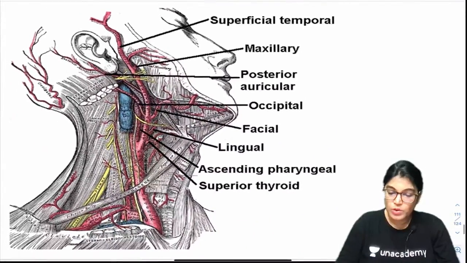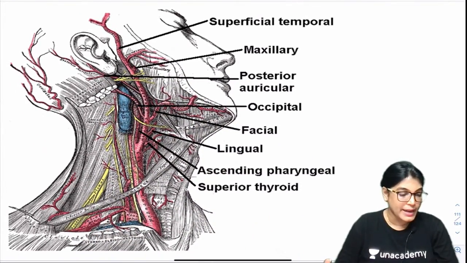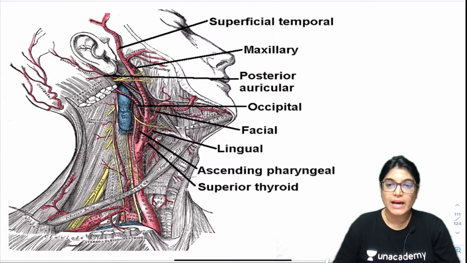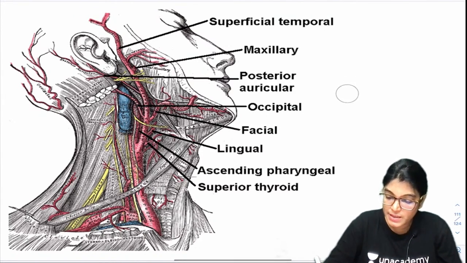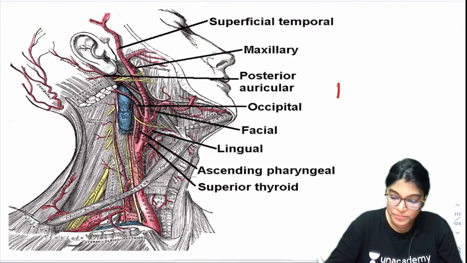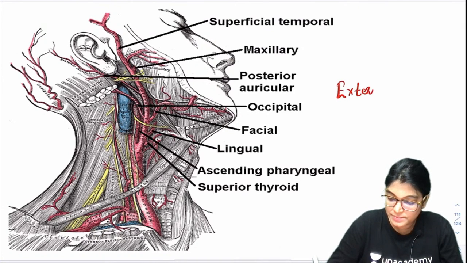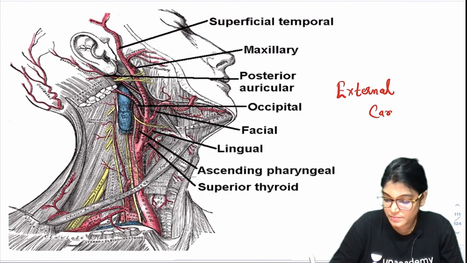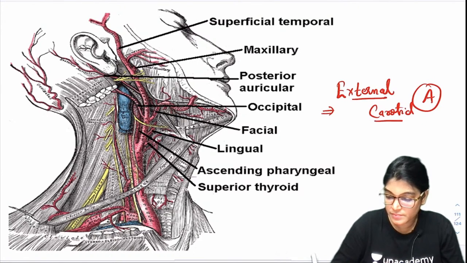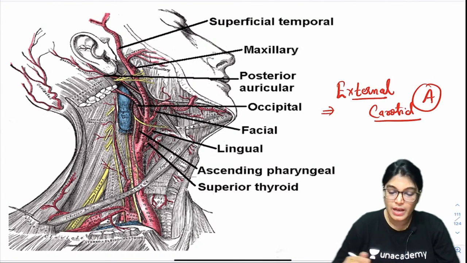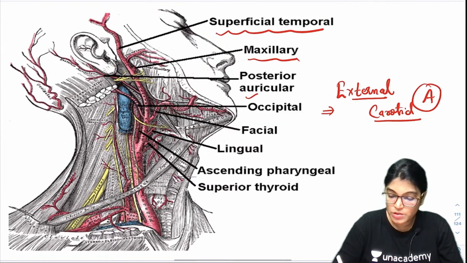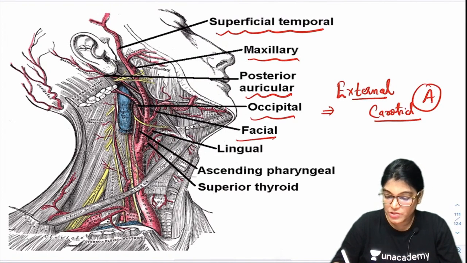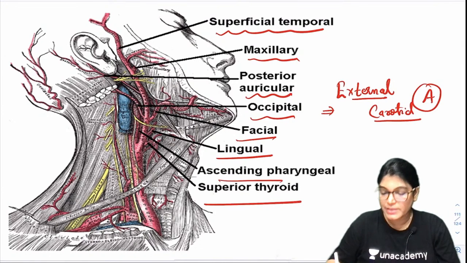I also want to show you another diagram where you can appreciate the branches of external carotid artery. So see here, this is a diagram showing branches of external carotid artery. Got it? The branches are superficial temporal, maxillary, posterior auricular, occipital, facial, lingual, ascending pharyngeal and superior thyroid.